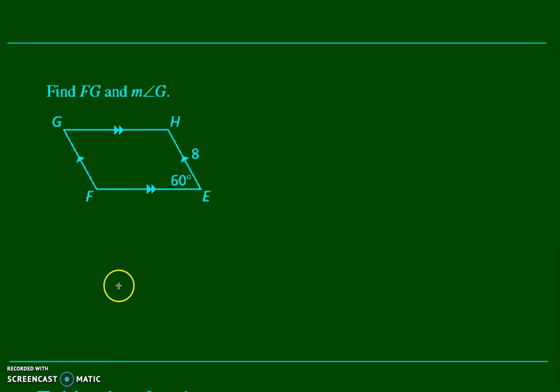And here we have another parallelogram, and we want to find the length of FG and the measure of angle G. Again, opposite angles are congruent, so we know that the measure of angle G equals 60 degrees, and we know that opposite sides are congruent, so FG is equal to 8. And just for kicks, let's do one more example.